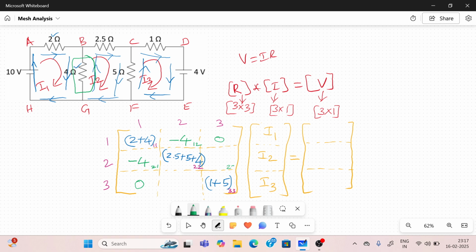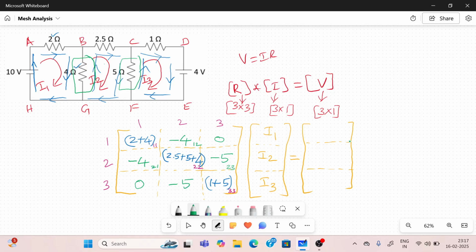Then element 2,3, right? What is the 2,3? Mesh 2 and mesh 3. The common resistor is 5 ohm. Current directions are opposite. Your I2 flows from C to F, I3 flows from F to C. So, minus of the resistance 5 ohm, minus 5.